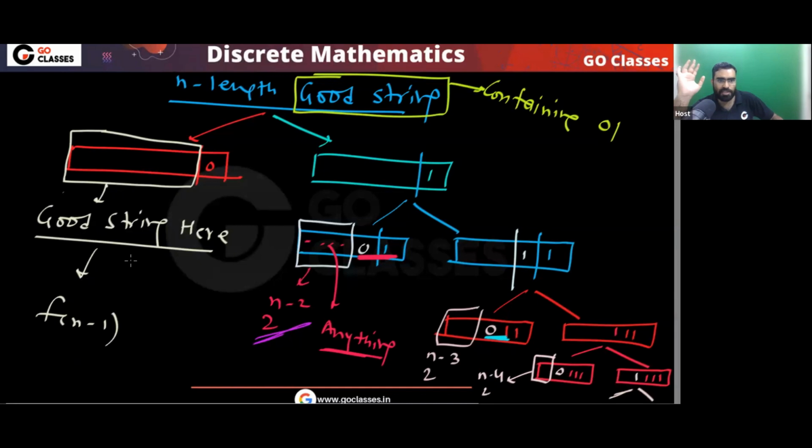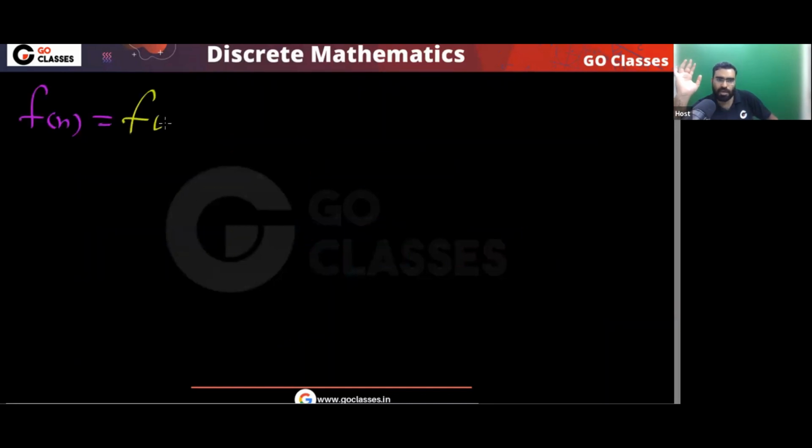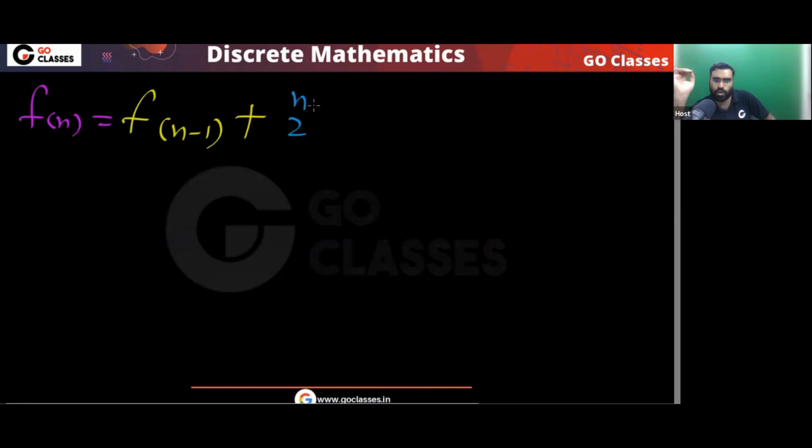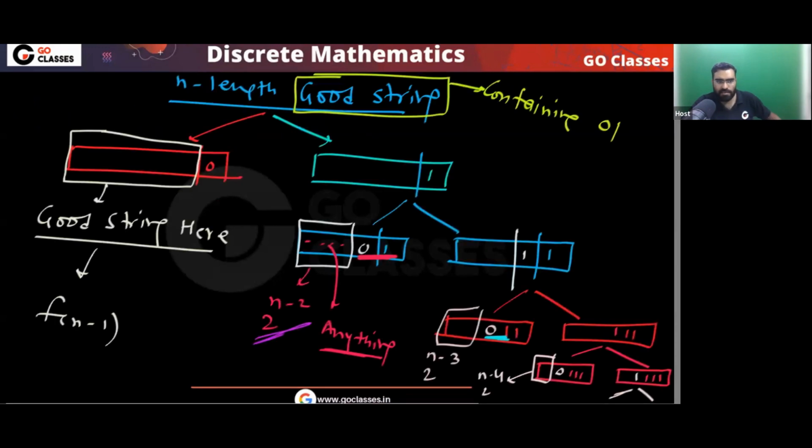So what I got? I got Fn equal to Fn minus 1 plus a series. Did you notice a series I am getting? 2 power n minus 2, 2 power n minus 3, 2 power n minus 4, and so on. Till when will I get this series? When will this series end?